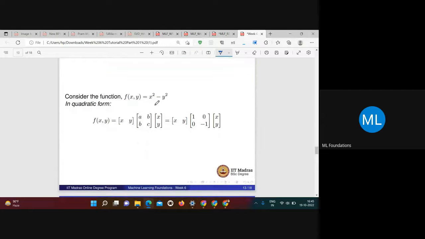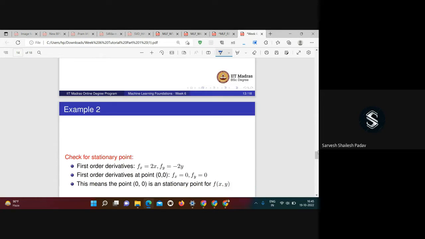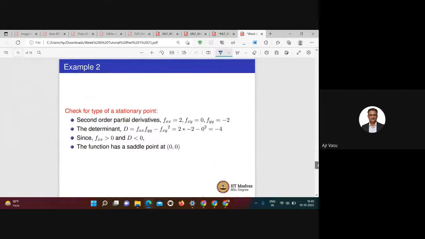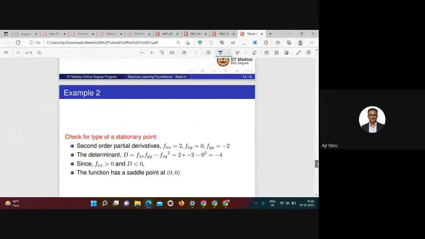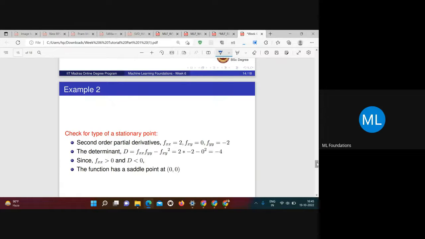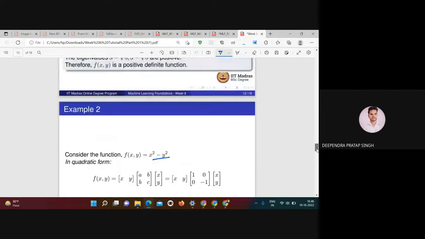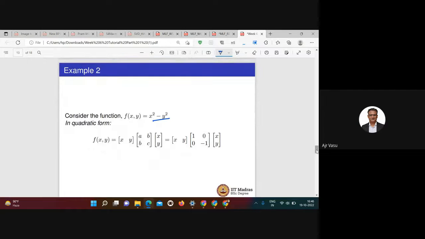What about this matrix, x square minus y square? The C term is negative. It's a saddle point. You can't say much. It's a saddle point because the determinant is less than 0, right?